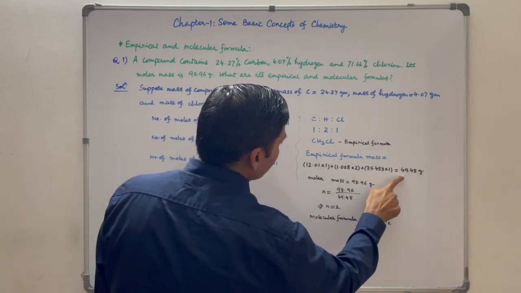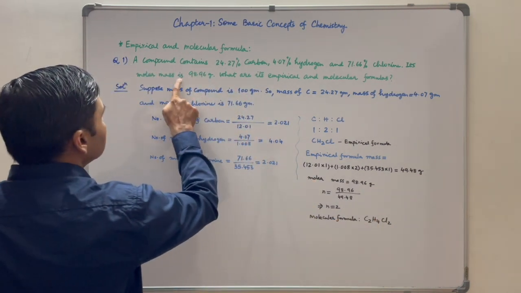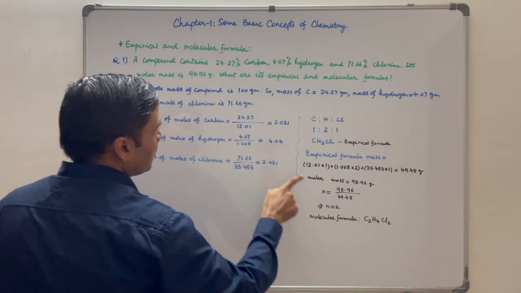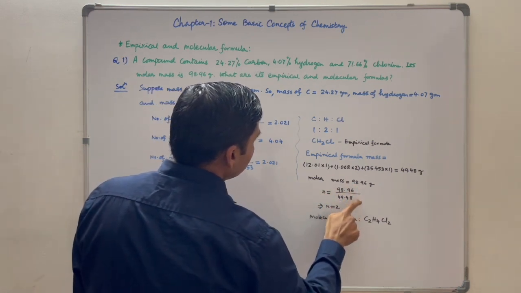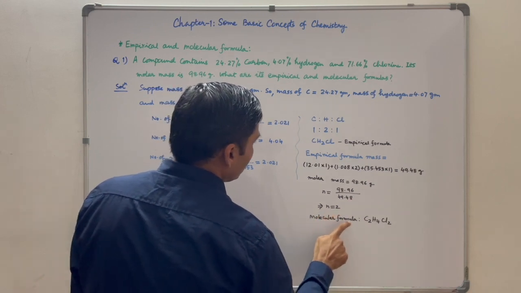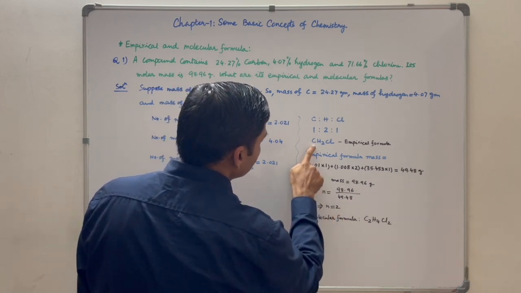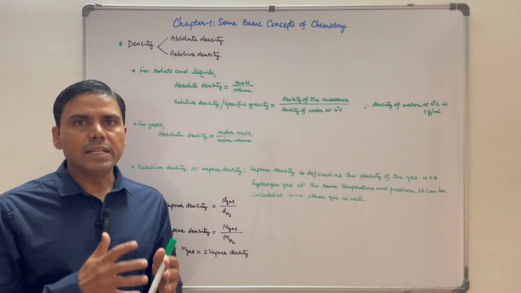That comes out to be 49.48 gram. It is given that molar mass is 98.96 gram. So common multiplier n will be molar mass upon empirical formula mass. That comes out to be 2. So molecular formula of the compound will be C2H4Cl2. Now let us see density.